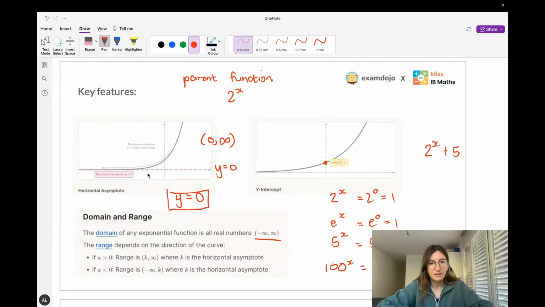So wherever that is, it's going to be any values upwards, right? If we had the function that goes like this, that way, it's going to be wherever the horizontal asymptote is, let's say 0 again, to minus infinity, because it's going all the values down that way. So if we know our horizontal asymptote, we can figure out the range of our exponential function.